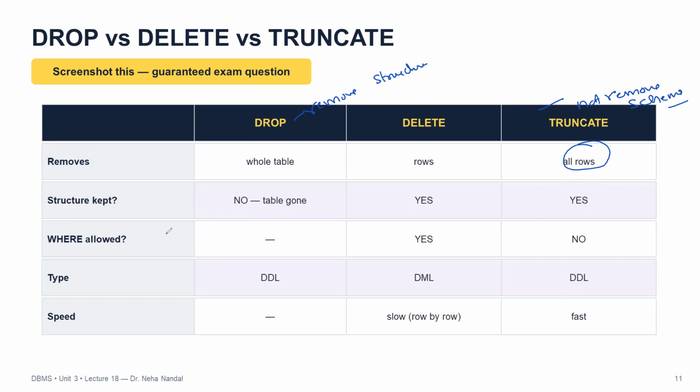Okay. Is the structure kept or not? In drop, no. The complete table is gone. And in truncate, yes, the structure will be kept. In delete also, the structure will be kept. Is where allowed or not? In drop, no. The where clause is not allowed. In delete, yes. In truncate, no, it is not allowed. Drop is DDL, delete is DML, and truncate is again DDL.